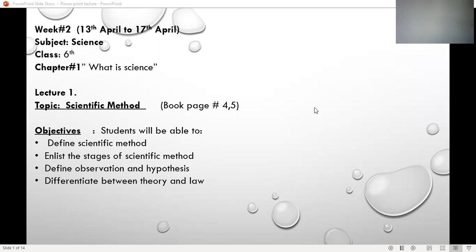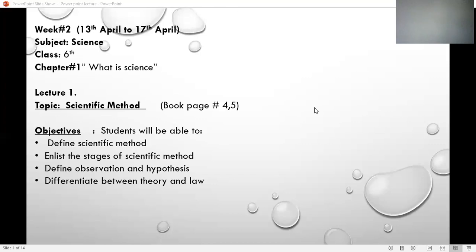So here we are in week 2, so let's recap the lecture of week 1. We were talking about what is science. Science is the systematic study of things, nature, and the environment, and how it affects us, right? Then we talked about the different branches of science, and lastly we talked about how science limits us in predicting or preventing events like natural disasters, right?